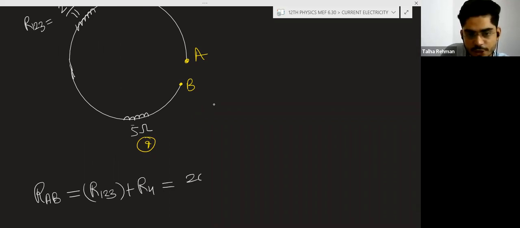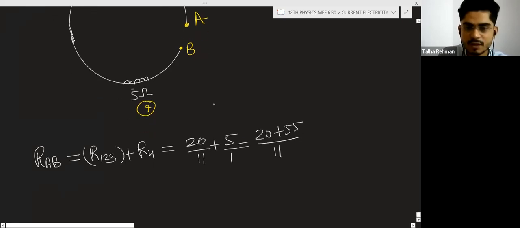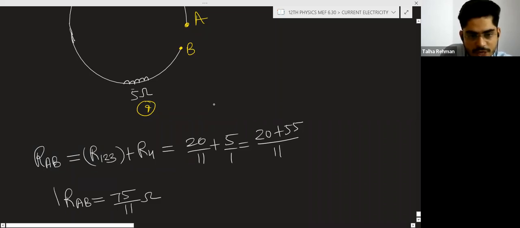So this will become 20 by 11 plus 5, and if you take the LCM, you will get 11, and cross multiplication, this 20, this is 55. So equivalent resistance between A and B will become 75 divided by 11 ohm. So in this way you can solve the network.